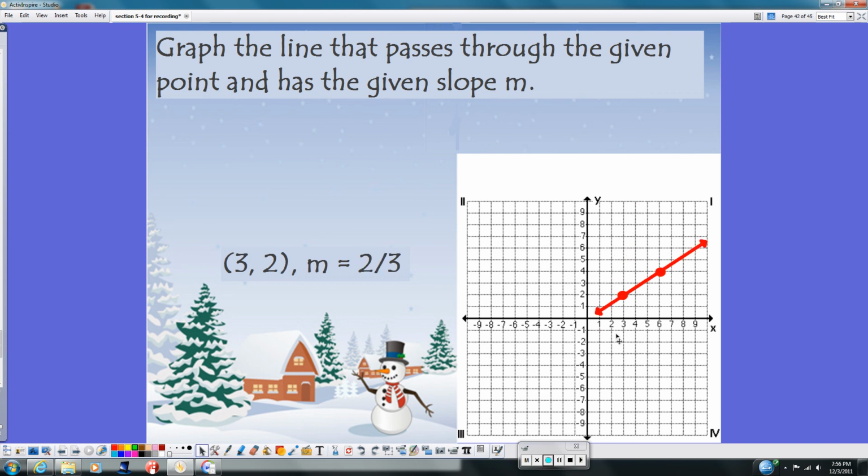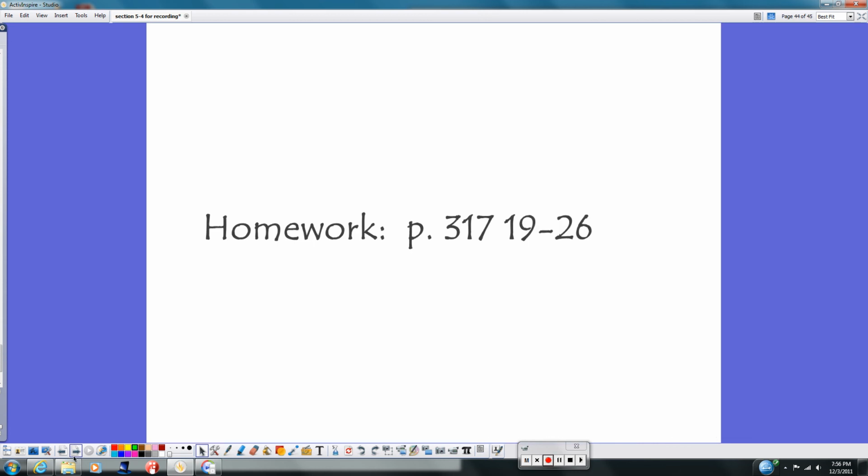This time we have a point (3, 2), so we go to the right 3 and up 2. Our slope is 2/3, so rise over run. This time our point is (0, 3), and our slope's negative, so we go down 4 and over 1. Connect our points to form the line. Your assignment for today is on page 317, numbers 19 to 26.